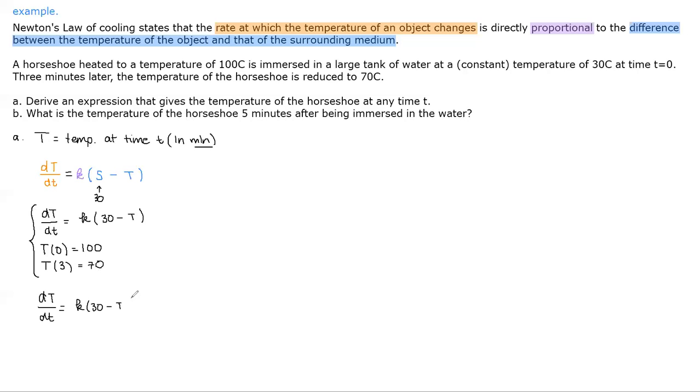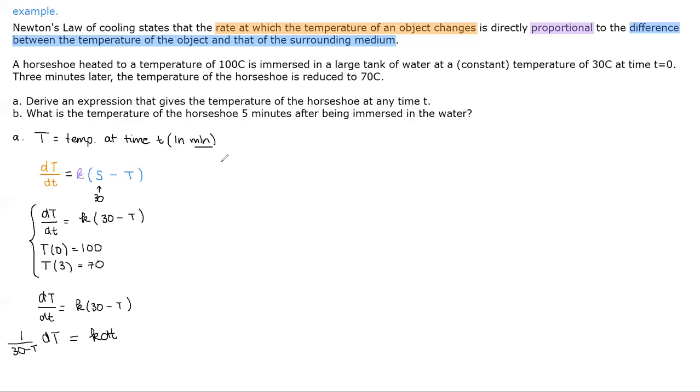And our strategy in these cases is always to try to find everything in terms of one variable on one side and everything in terms of the other variable on the other side, so that I can independently integrate the left-hand side and the right-hand side. So what I'm going to do here is divide both sides by 30 minus T and multiply both sides by dt. If I divide both sides by 30 minus T, I'm going to get dT here times 1 over 30 minus T. And on the right-hand side, I'm going to have still k, that hasn't gone anywhere, and then times dt.